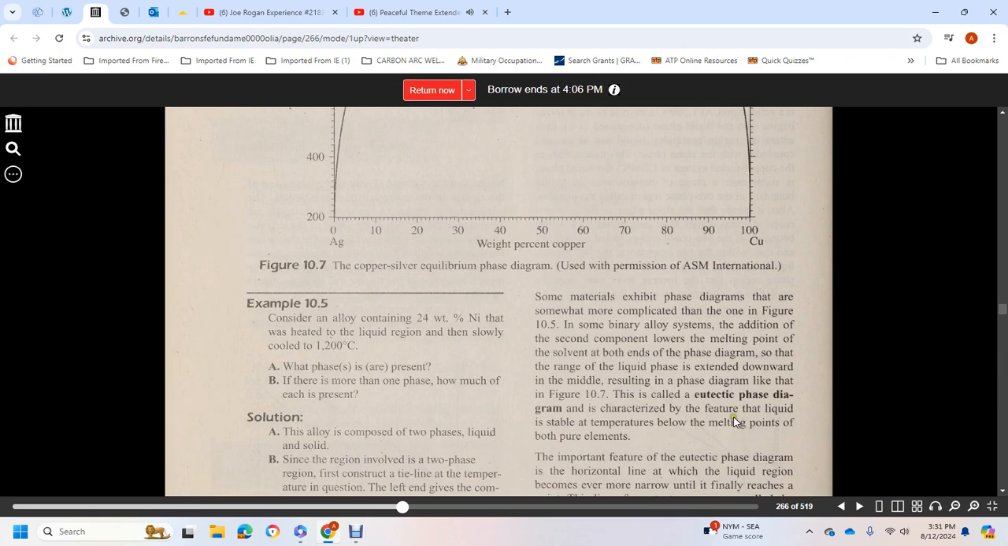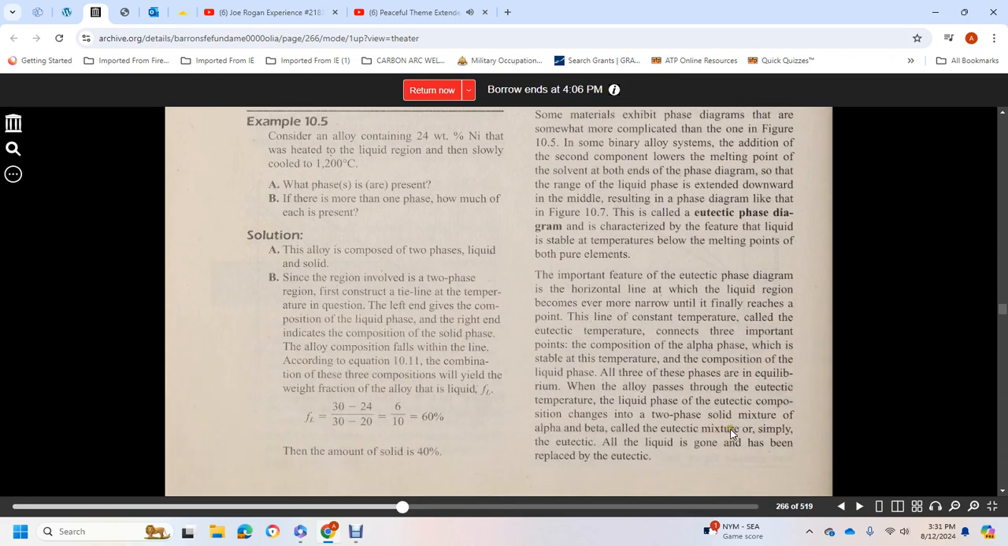It is characterized by a liquid that is stable at a temperature below the melting points of both pure components. The important feature of the eutectic phase diagram is the horizontal line, where the liquid region becomes ever more narrow until it finally reaches a point. This line of constant temperature, called the eutectic temperature, connects three important points: the composition of the alpha phase, the composition of the beta phase, and the composition of the liquid phase.